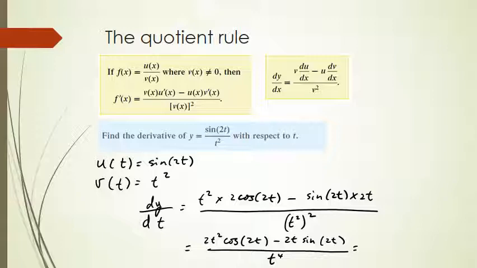We can simplify that by dividing all of the top ones by 1t. So left over t cubed on the bottom. So that's 2t cos 2t minus 2 sine 2t.